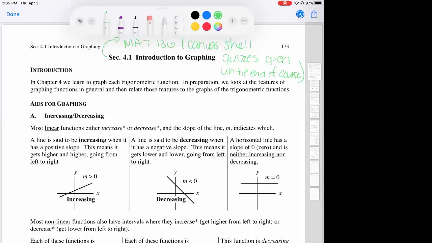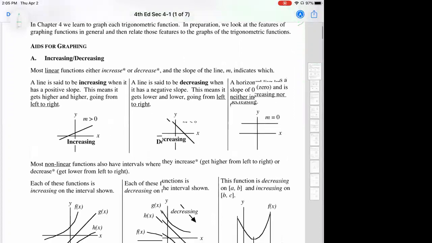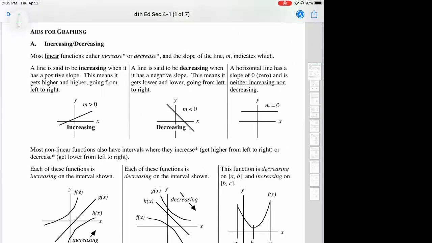Okay, so this section is just to remember some graphing information we might have forgotten. In chapter 4, we learn to graph each trig function. In preparation, we look at the features of graphing functions in general, and then relate those features to graphs of trig functions. So, aids for graphing. We can say that a function is increasing or decreasing, mainly by its slope. So let's read what your book says.